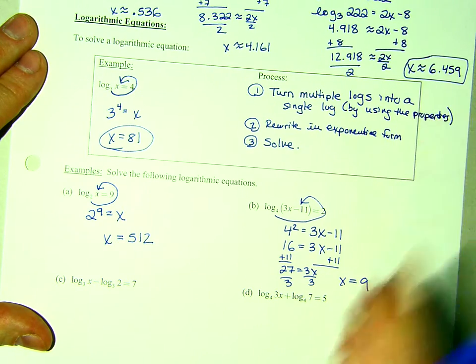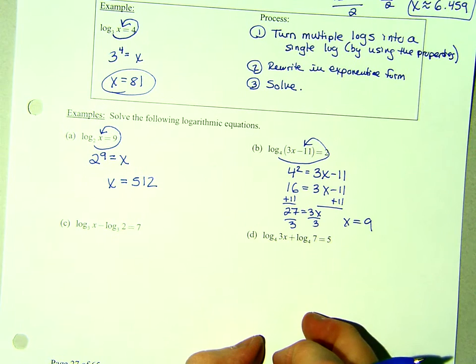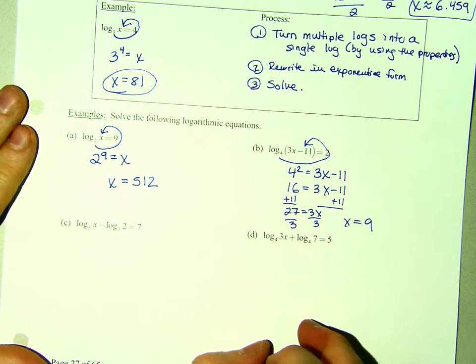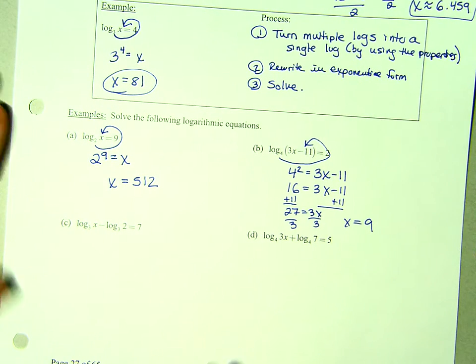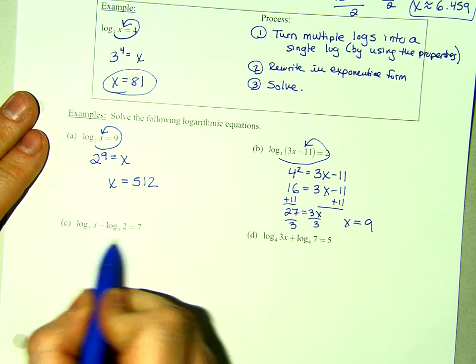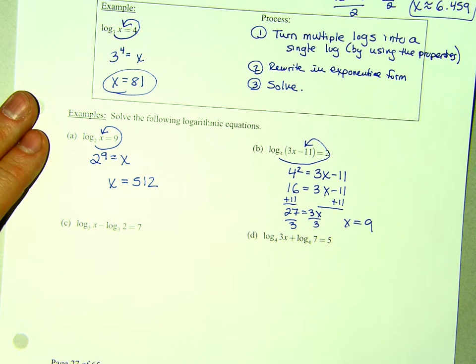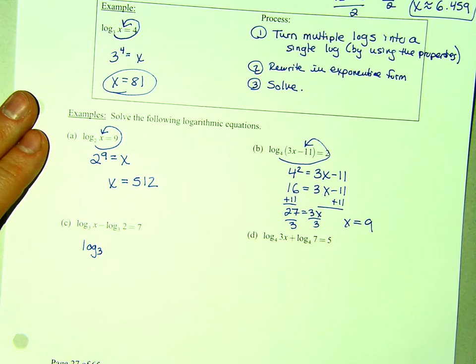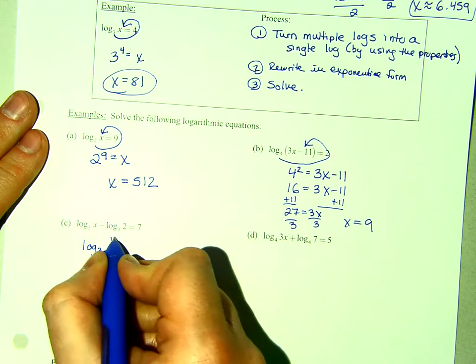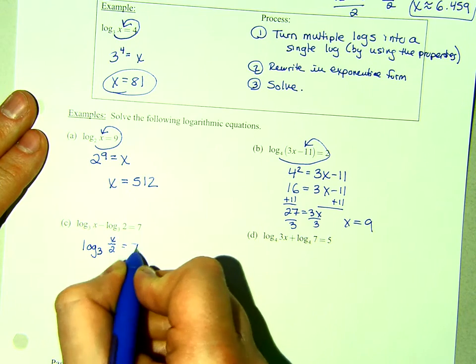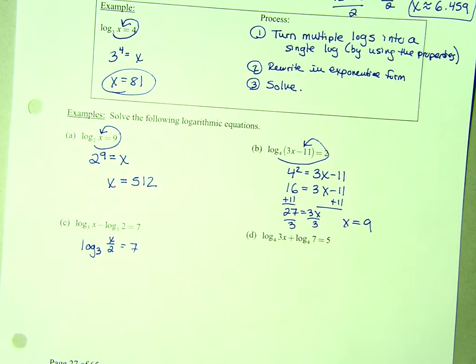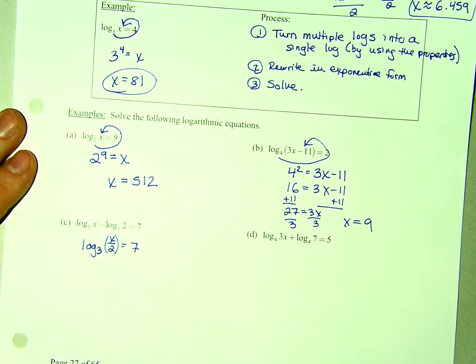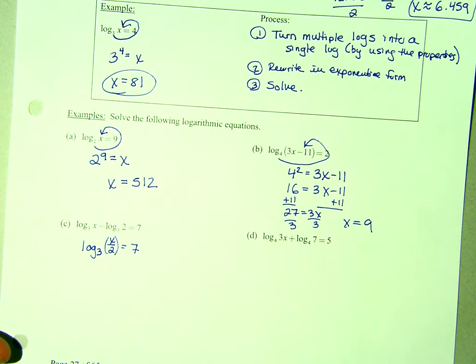So, I am not going to do letter C the way it's written. I'm going to turn letter C into log base 3 of what? X over 2. Go do your next step, and when you're done, it's going to equal x over 2.